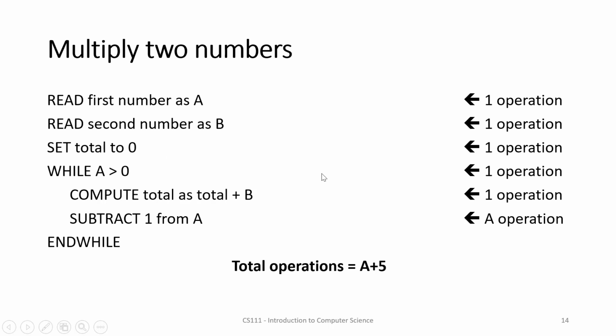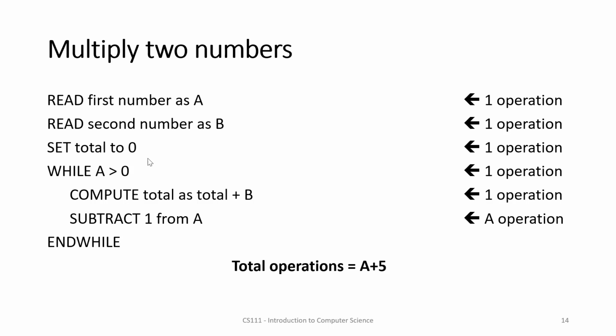So let's take a look at another one. Here we have multiplying two numbers. So we read the first number as A, second number as B. We set the total of this multiplication. We can just say compute A times B, that's fine. But this is a demonstration of the number of operations that we'll be doing.